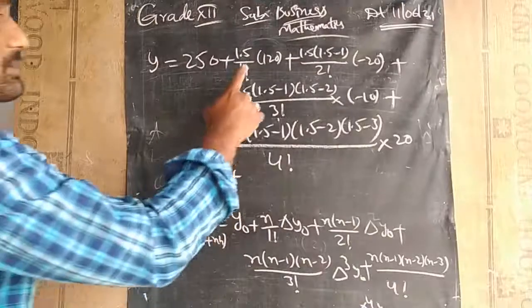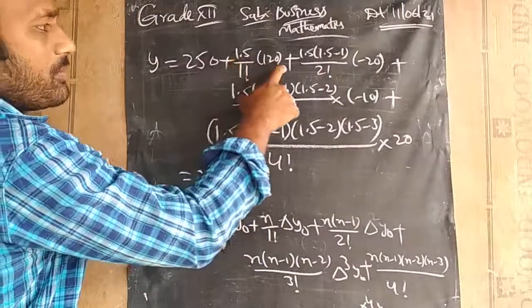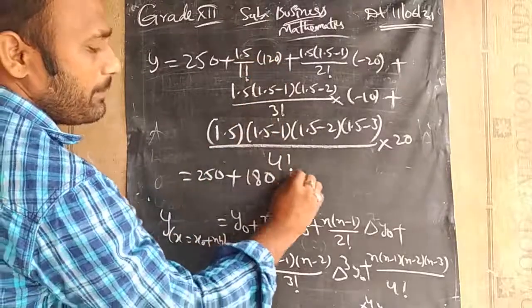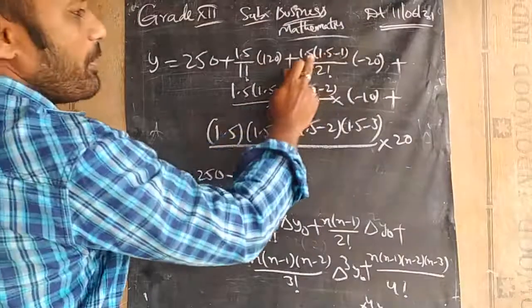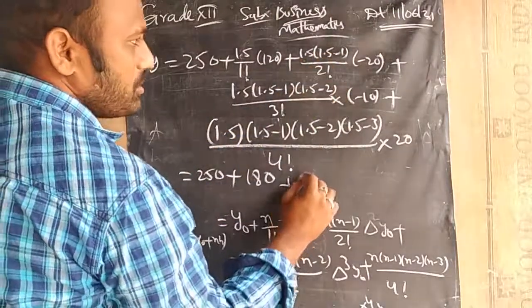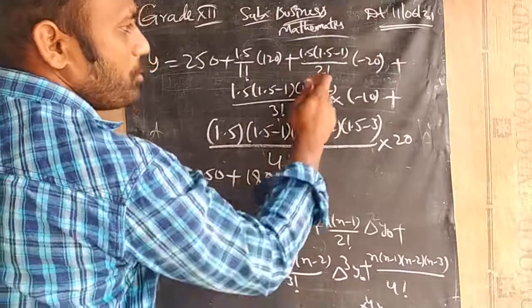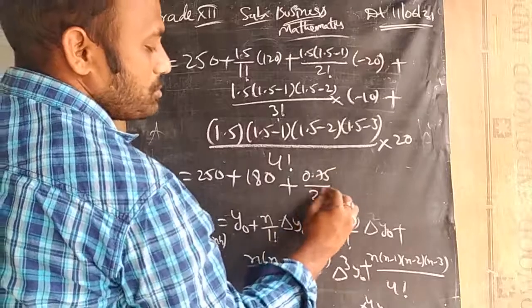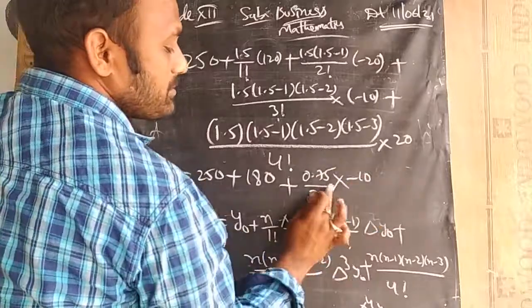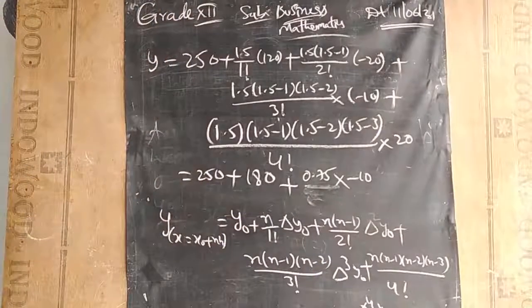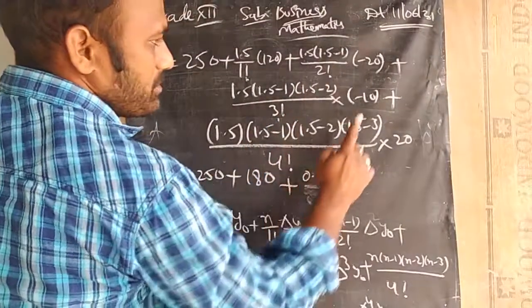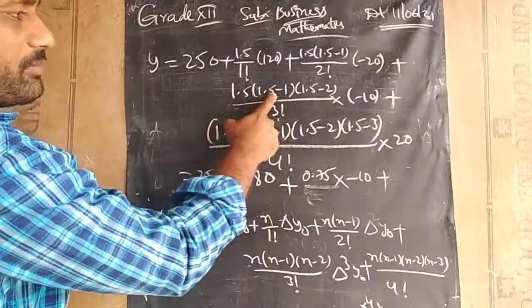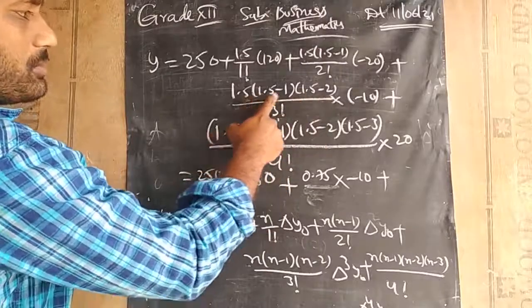It will be 250 plus, here 1 factorial is 1, and the 0 gets cancelled. 1.5 into 120 is 180. Plus 1.5 into 0.5, that is 0.75. 2 factorial means 2, so 0.75 by 2 into minus 20. Next plus 1.5 into 0.5 into minus 0.5. Okay, let me write here.